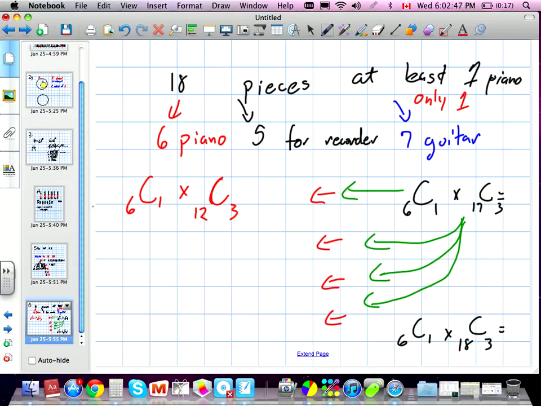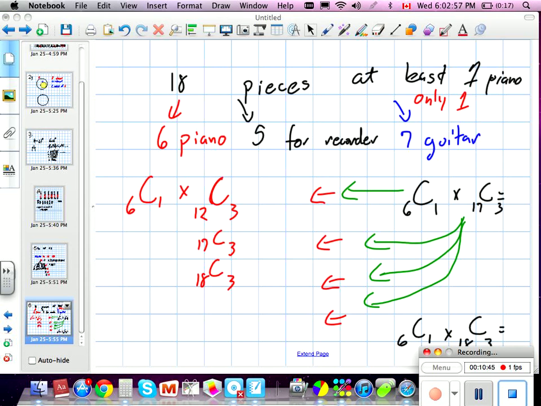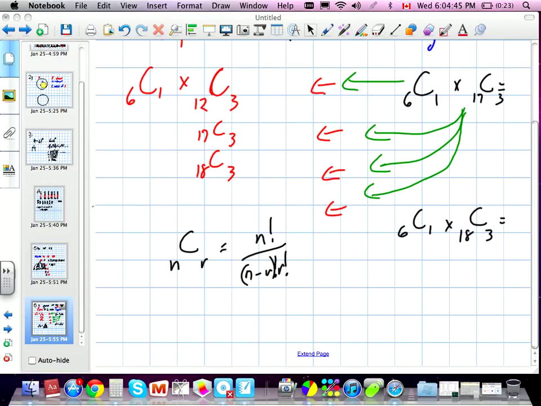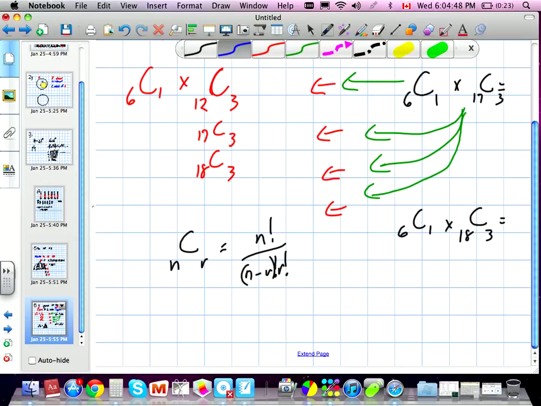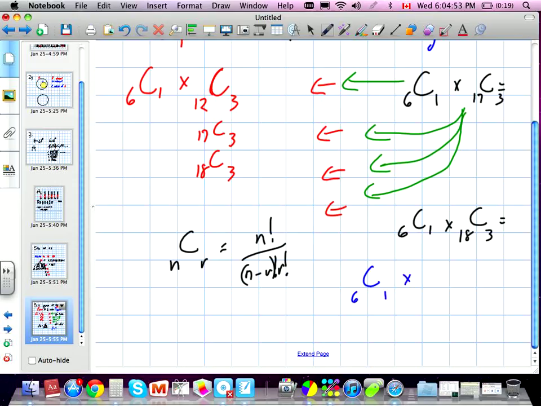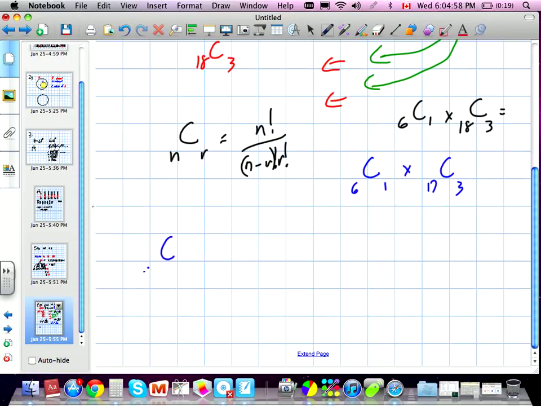So if this is our formula, let's say in this case you aren't allowed to repeat. So we use 6C1 times, without the repeating, 17C3. So we put both of these formulas in here. C1 becomes 6, and we plug it in: 6 subtract 1 times 1. When you put that in your calculator, we don't have to do 6 times 5 times 4 times 2 times 1. We have that function on our calculator.